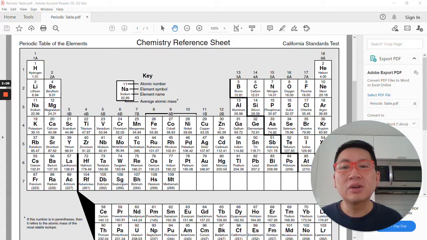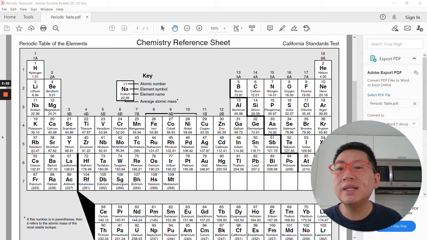Vanadium, V. Chromium, Cr. Manganese, Mn. Iron, Fe. Cobalt, Co. Nickel, Ni. Copper, Cu. Zinc, Zn. Gallium, Ga. Germanium, Ge. Arsenic, As. Selenium, Se. Bromine, Br. Krypton, Kr.